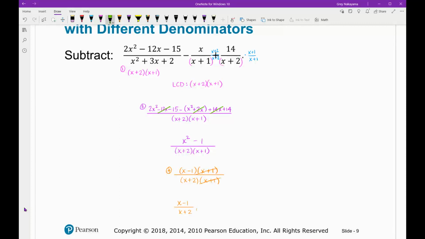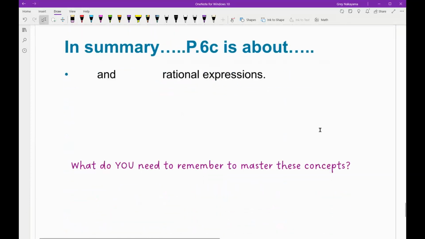Again, you have to go back up to the very beginning, which I seem to keep forgetting. x cannot be negative 1 or negative 2. Even though it only looks like negative 2 down here in the answer, y'all, you still have to list both of them. So be aware of that. Okay? That is all that it is.